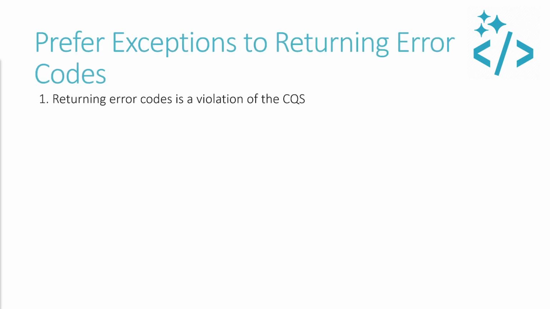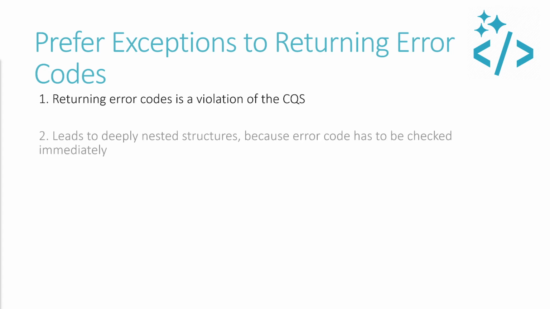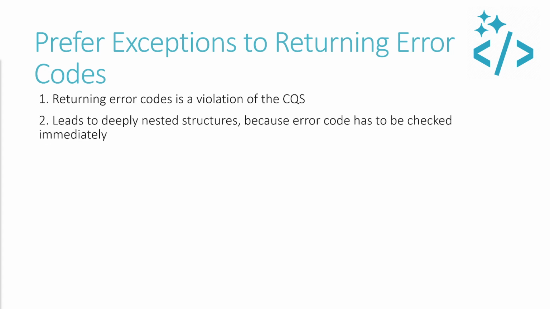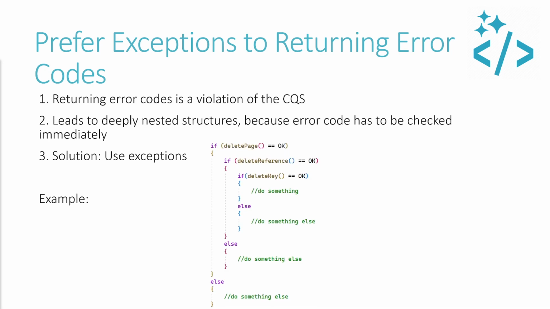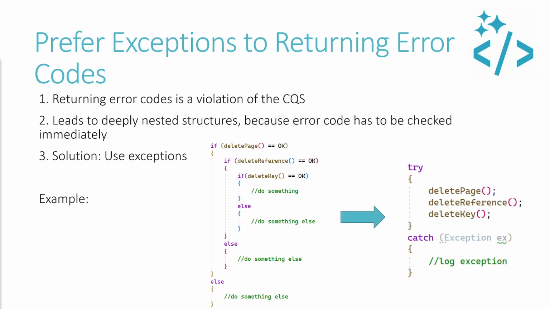Good. Here is an example about why we should use exceptions. Returning error codes is a violation of command query separation and leads to deeply nested structures and is not so easy to understand. The solution would be to use exceptions. Here is an example. We have this nested structure which checks error codes. If we would do the same thing with exceptions, we have this try catch functionality and everything is in place, and it's much easier, and we can concentrate on the logic instead of all kinds of conditions.